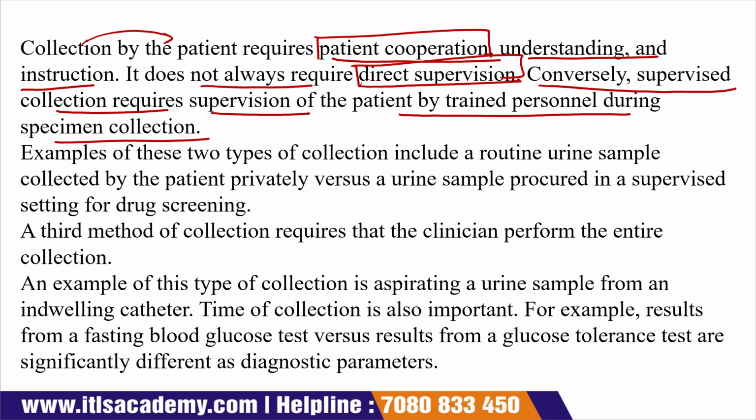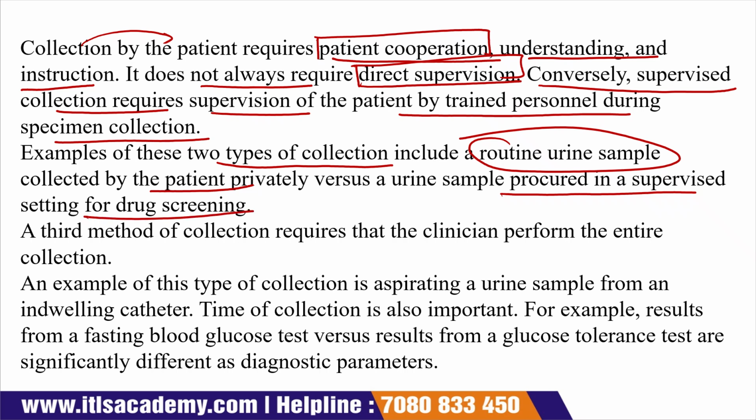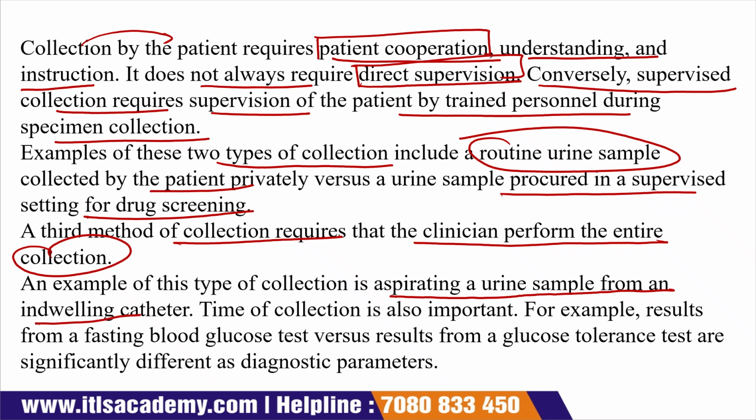For example, of these two types of collection, one includes a routine urine sample collected by the patient privately, versus a urine sample procured in a supervised setting for drug screening. These are two different things. The urine sample is collected privately in one case, and under supervision for a drug screening in the other. A third method of collection requires that a clinician perform the entire collection. An example of this type of collection is aspirating a urine sample from an indwelling catheter.